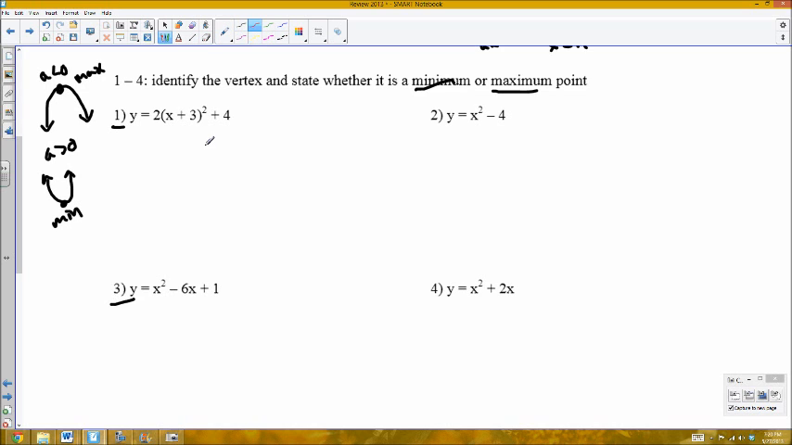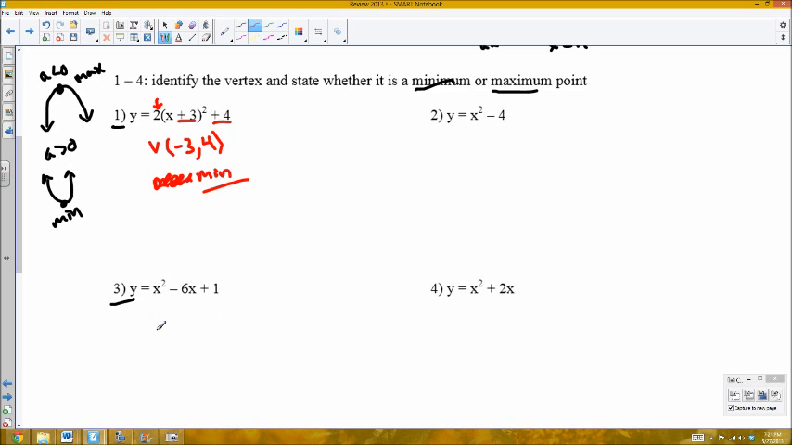For this one, it's in vertex form, so I can read off the vertex. It will be at x is -3 for the x coordinate, and y is +4. So it's the opposite sign for the x value, and it's the same sign for the y value. And since a is greater than 0, this will be a minimum because the graph will be opening upwards.